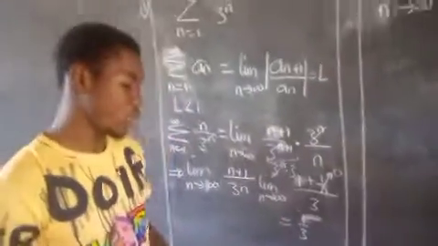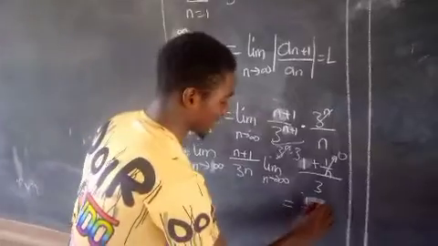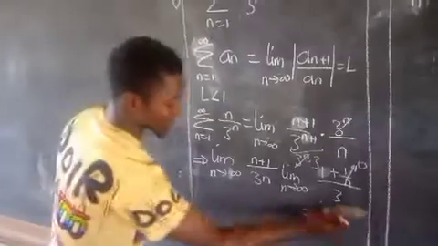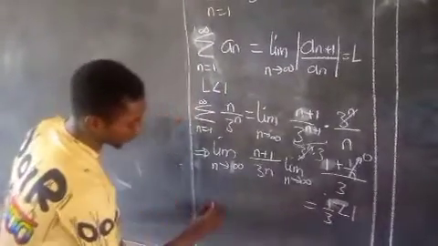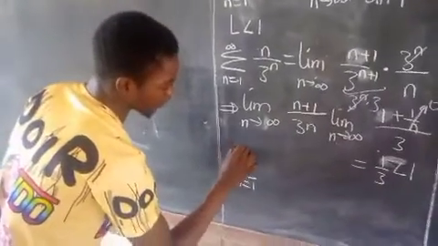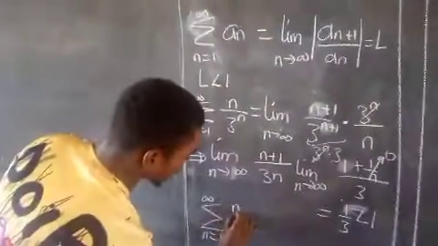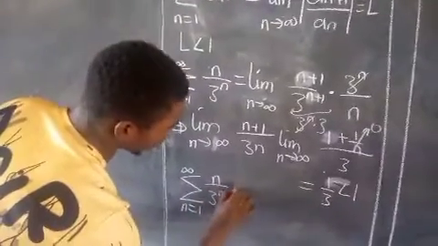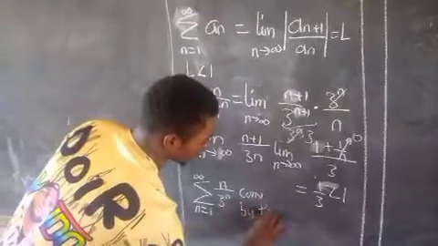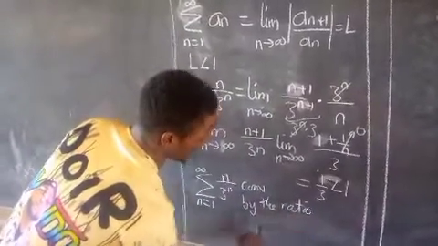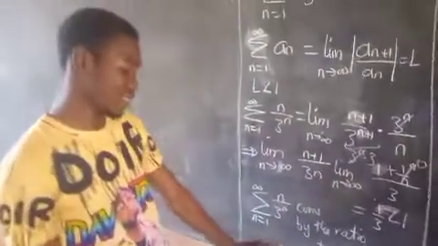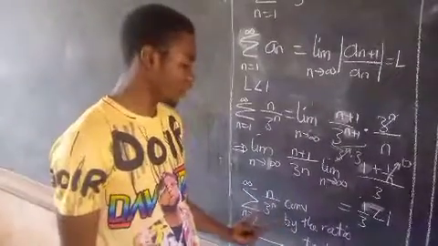What do we say about 1/3? We say that 1/3 is less than 1. So now we can conclude that hence the series as n goes from 1 to infinity of n over 3 raised to the power n converges by the ratio test. Great. So this is our answer. It does converge by the ratio test.